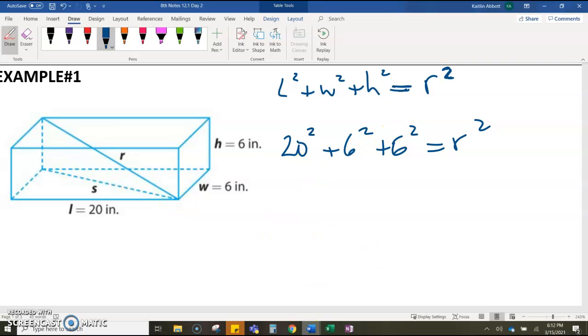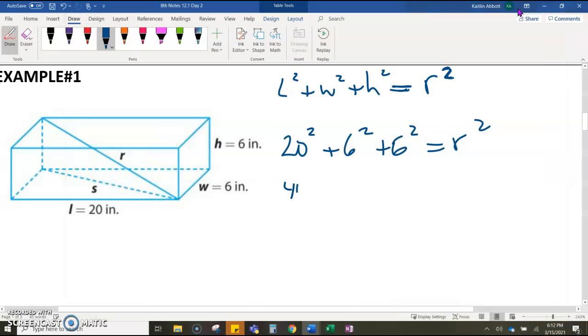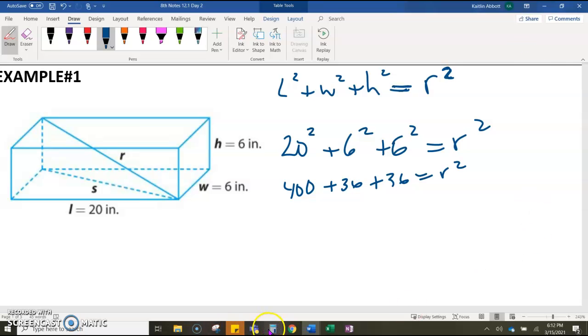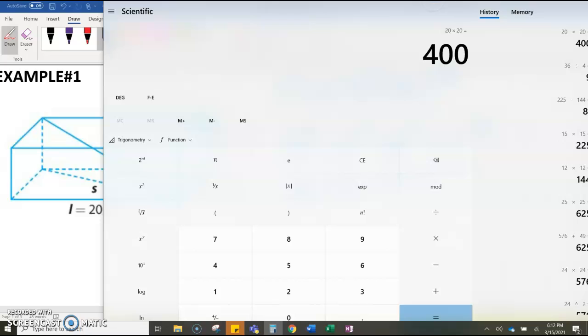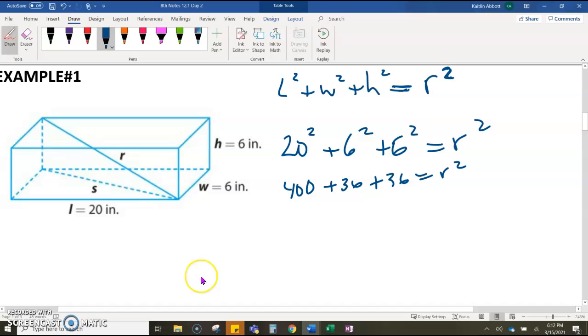Let's get 20 times 20. Remember, squared, you multiply them to each other. That gets us 400, and 6 times 6 is 36, so plus 36 plus 36 equals r squared. Now let's add all these together. Remember, work smarter, not harder. Let's get that calculator out. So 400 plus 36 plus 36 gets me 472. So I got 472 equals r squared.